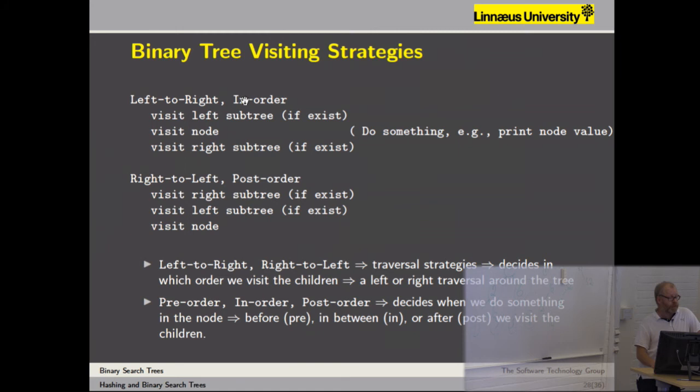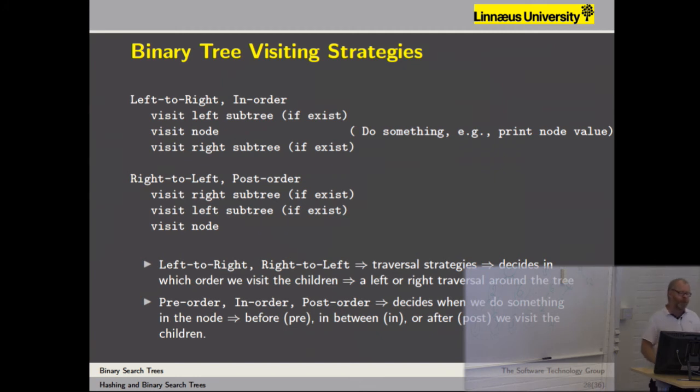This one is called in order, when we do something in between visiting the children. This one is called post order, we are doing something the last thing in the node. We have already visited the children and then we do something. Which one is missing? You can also do it pre-order. We do it the first thing we do when we enter a node.